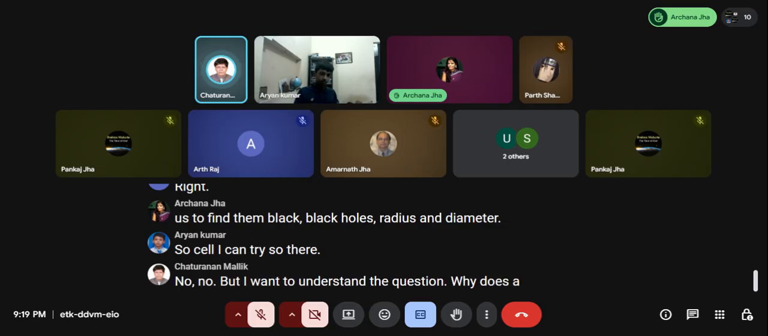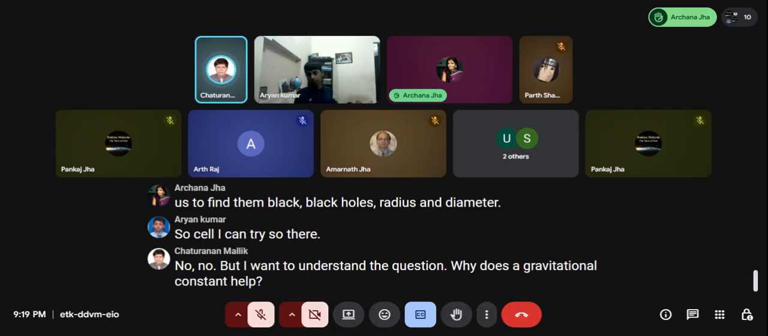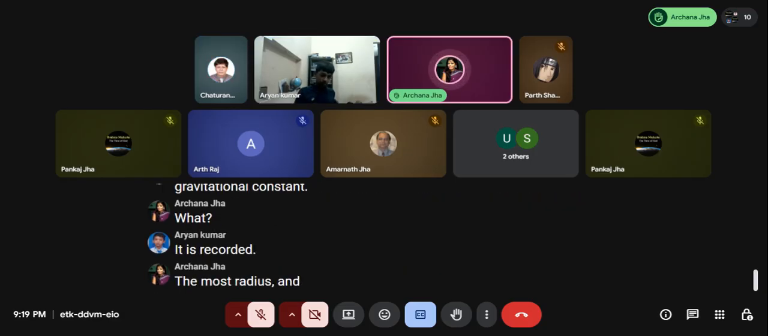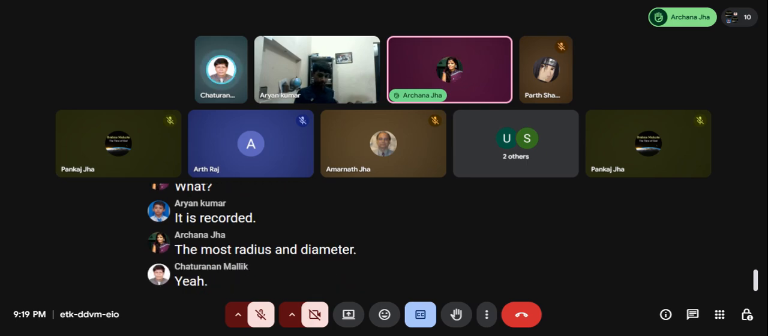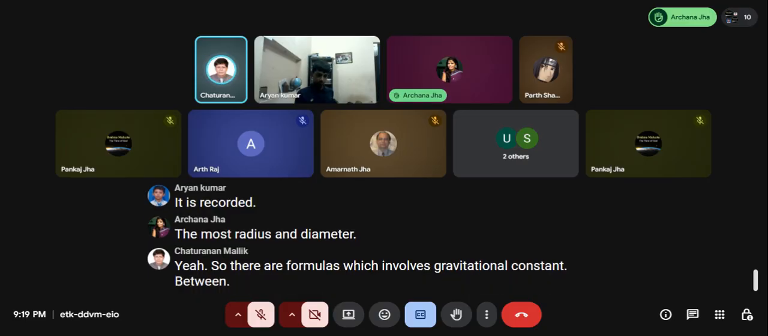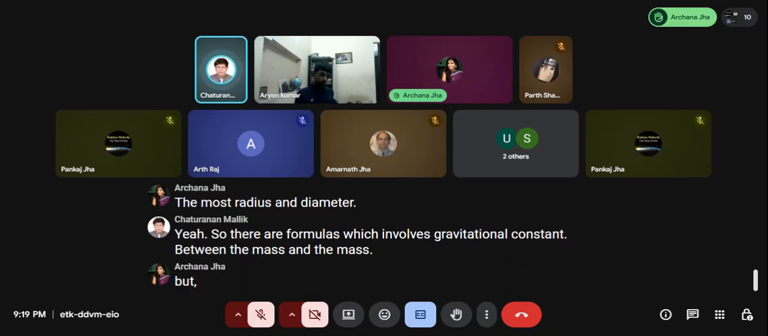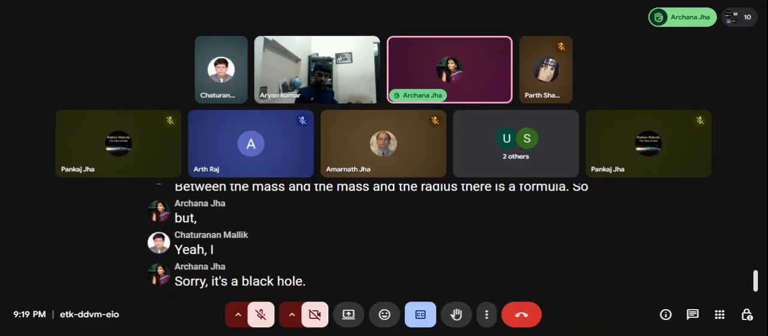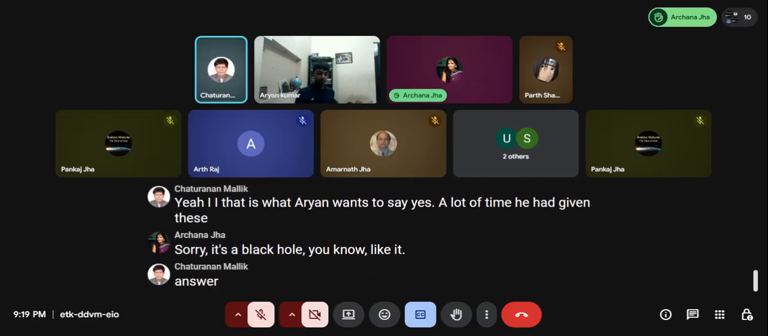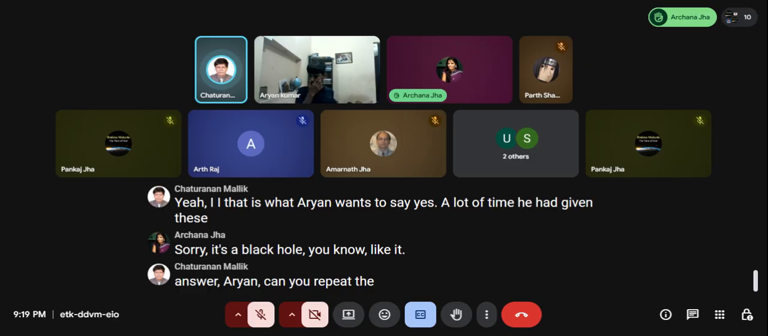Why does a gravitational constant help us to find the mass of the black hole? Gravitational constant is a gravitational constant. It is required for mass, radius and diameter. There are formulas which involve the gravitational constant between the mass and the radius. That is what Aryan wants to say. Last time he had given this answer. Aryan, can you repeat the answer once again?